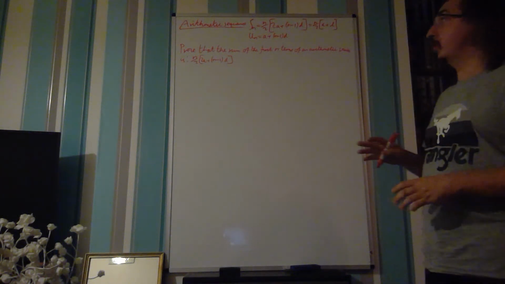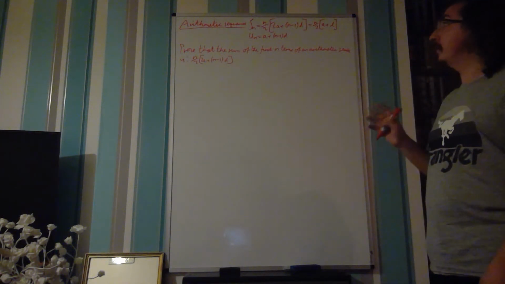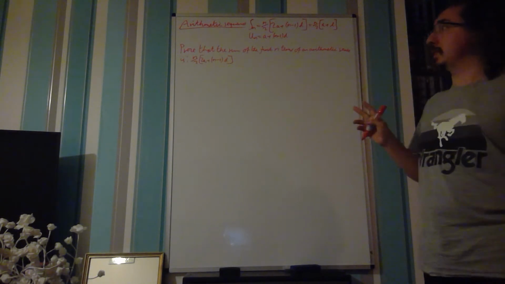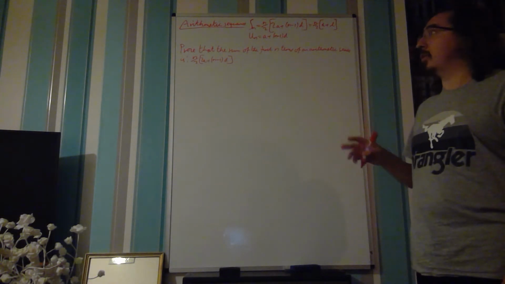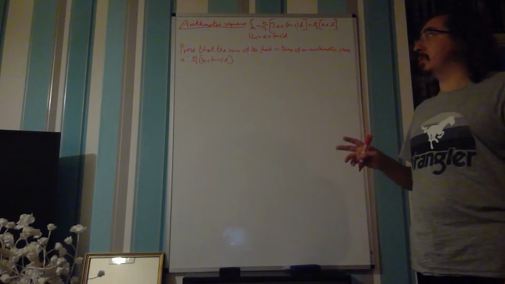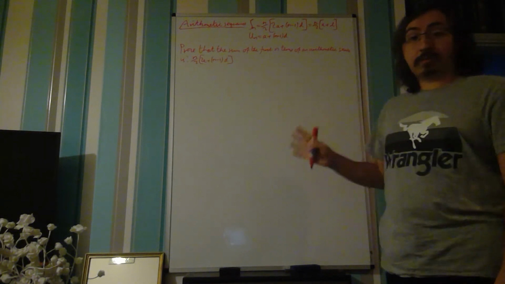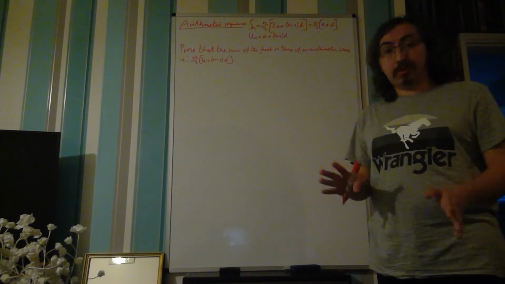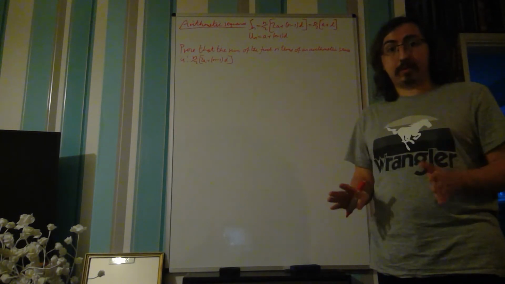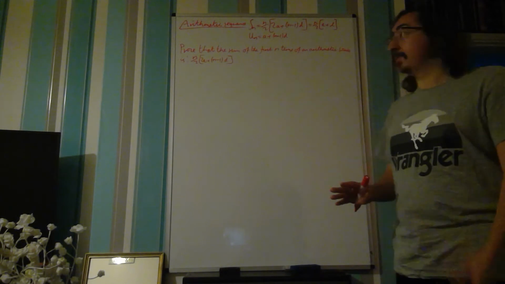So for this problem, we're going to prove that the sum of the first n terms of an arithmetic series is given by n over 2 times 2a plus n minus 1 times d. This is a very important proof and it must be learnt for the exams, okay, so it can be in the A-level exams.